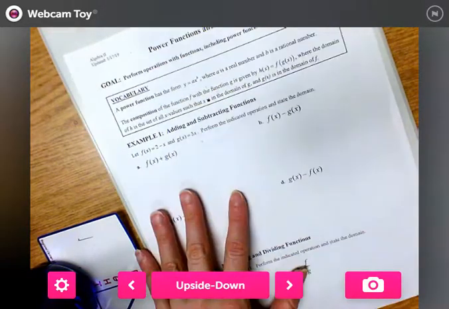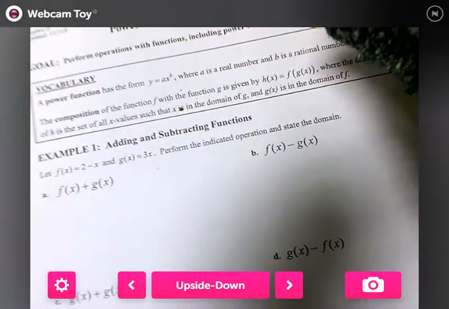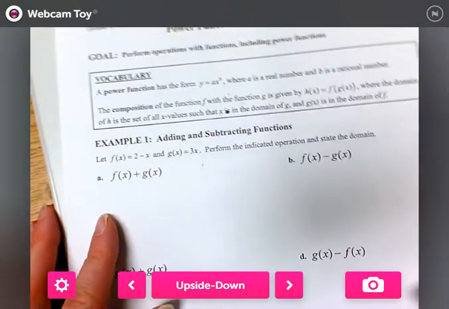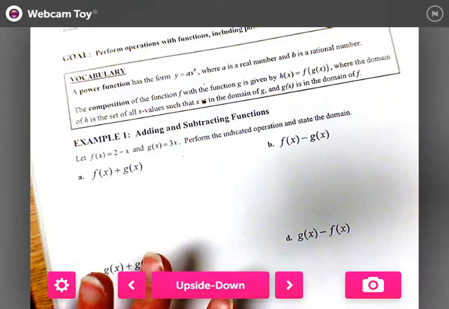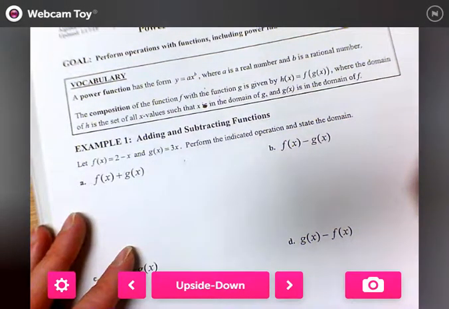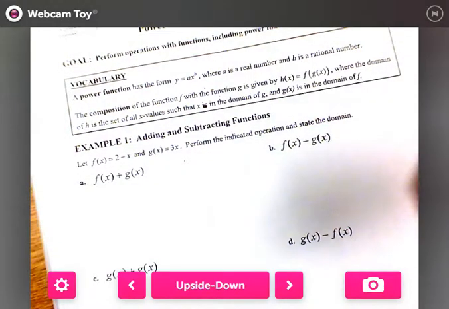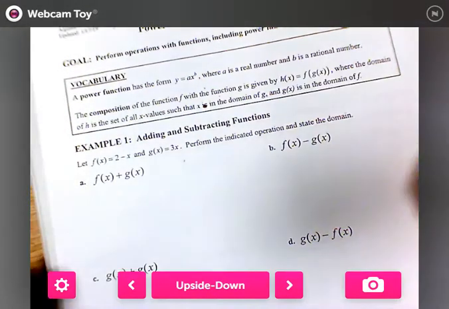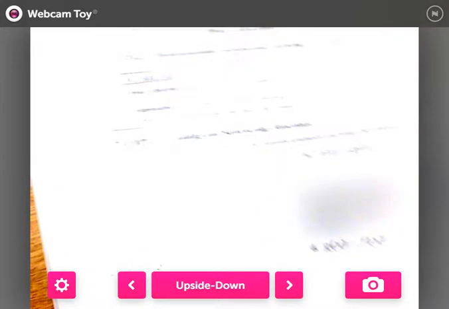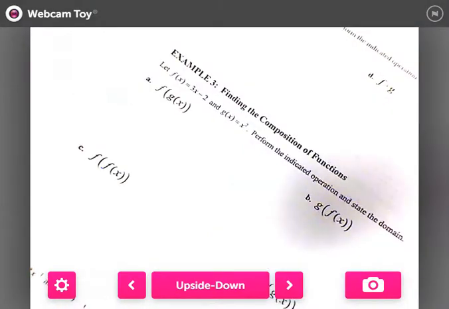We are looking more at power functions, which we started before we took our finals. This is all about function notation, like power functions and function operations. We're going to do a couple things where I give you a function, and you're going to have to add or subtract them, multiply or divide them.